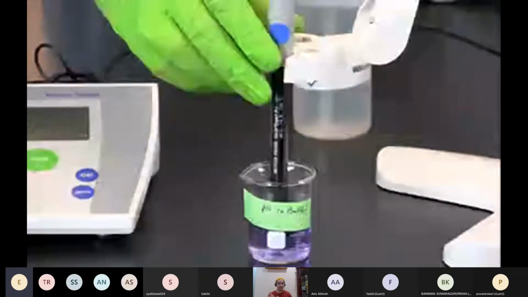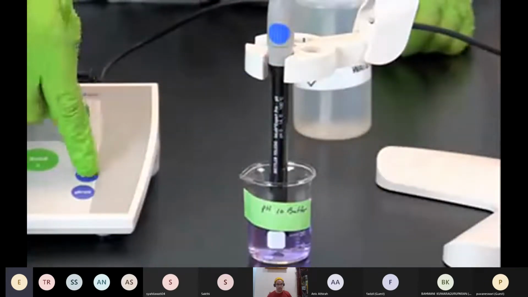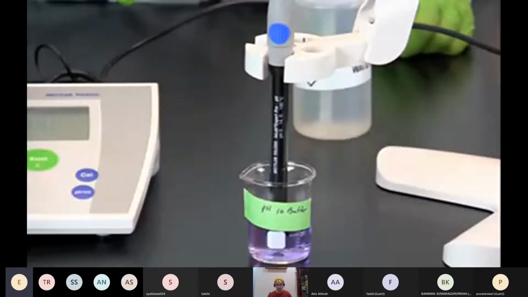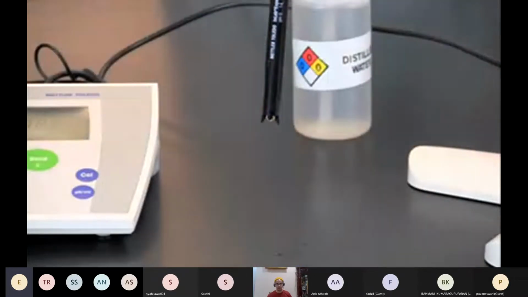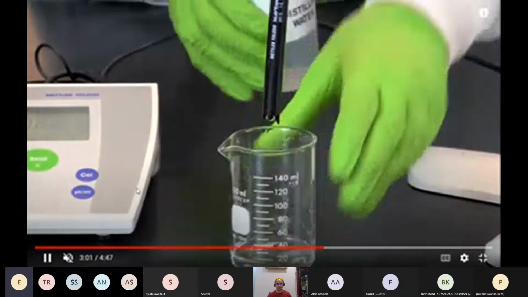So that's why it is important you have a standard solution, standard buffer solution. Meaning kita punya solution tu pH dia disediakan at a certain pH.